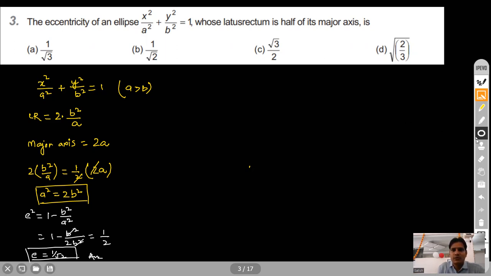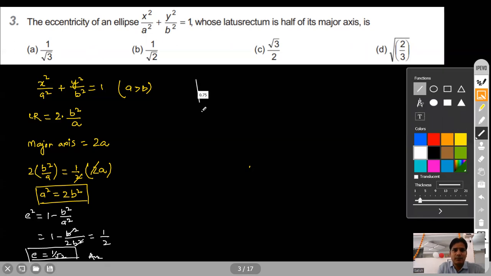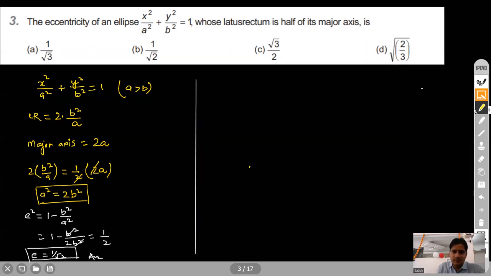Now, suppose you want to take b greater than a. Some student may say, sir, why are you taking a greater than b? So let me take b greater than a. So x square upon a square plus y square upon b square is equal to 1. Now, this time I am taking b greater than a. So in this situation, what will be our latus rectum? Our latus rectum will be 2 times a square upon b. Mind it, here it was b square upon a. Here it will be 2 times a square upon b.